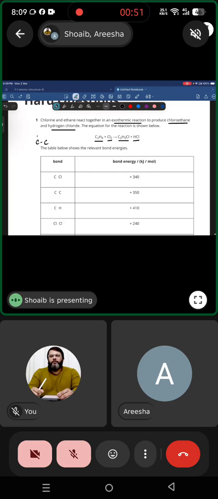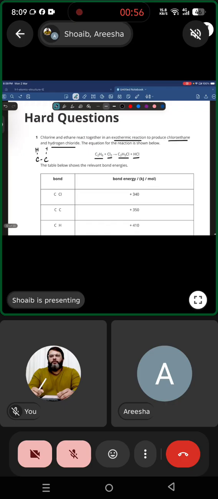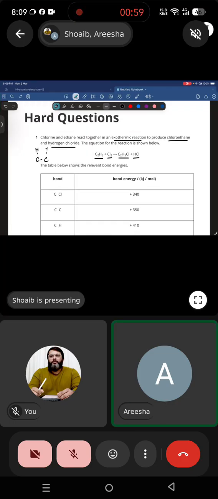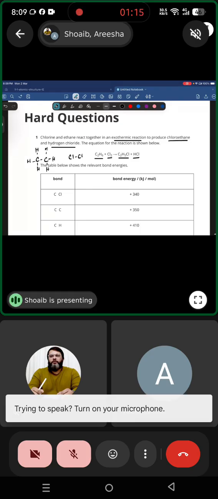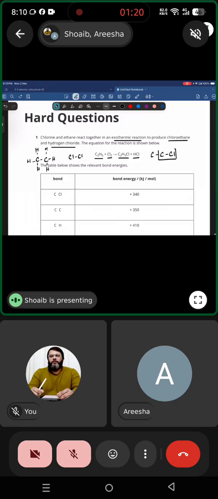One single bond of hydrogen, then you have a chlorine single bond here. Then on the other side, the new bond is formed. That is a carbon and chlorine. This new bond is formed. The remaining bonds are all the same. Only this bond is broken down. Okay, and the chlorine-chlorine bond is broken down.